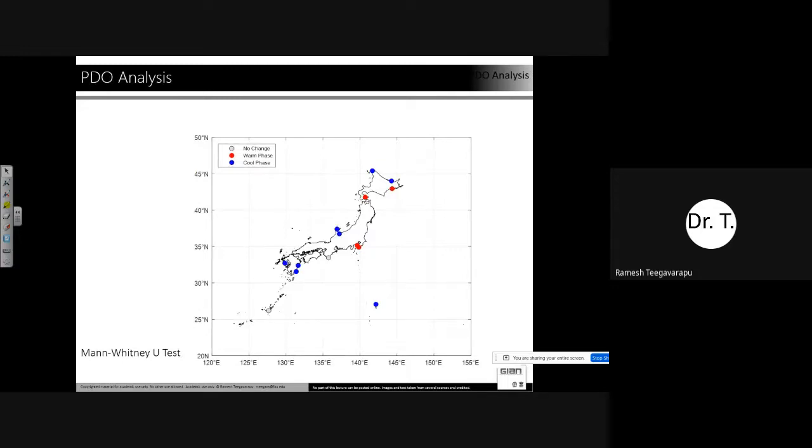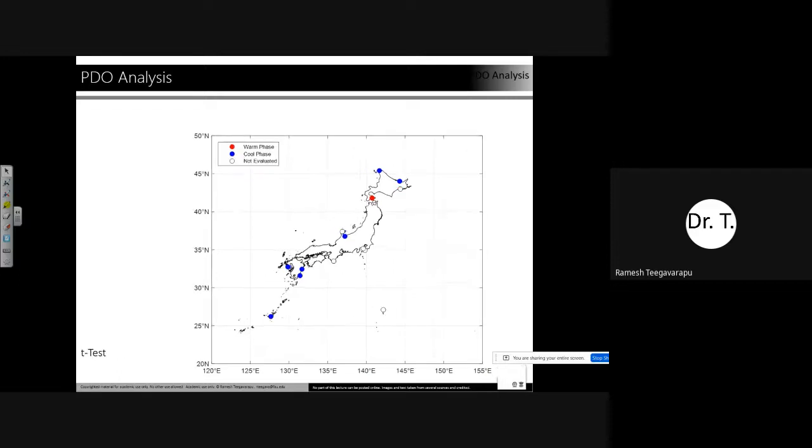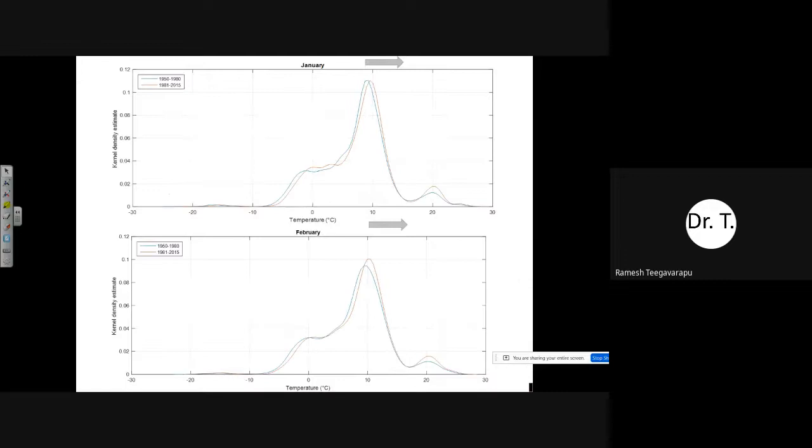This is again with the PDO. So which phase is influencing the higher sea levels. And this is a t-test again. Sometimes they match, sometimes they don't match.